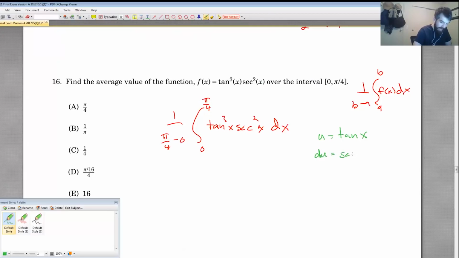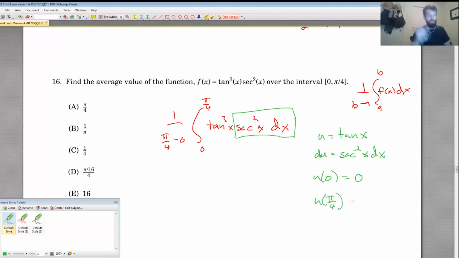Du is equal to secant squared of x dx. And see how there is exactly secant squared of x dx there? As in, there is exactly the right number of them. All right. U of 0, tan of 0 is just 0. Tan is sine over cos, and sine is 0. U of pi over 4. I'm not going to draw it again, but you know the 1 root 2 triangle. So if we're going to be tangent of pi over 4, this is 1 over 1 from that 1 root 2 triangle.